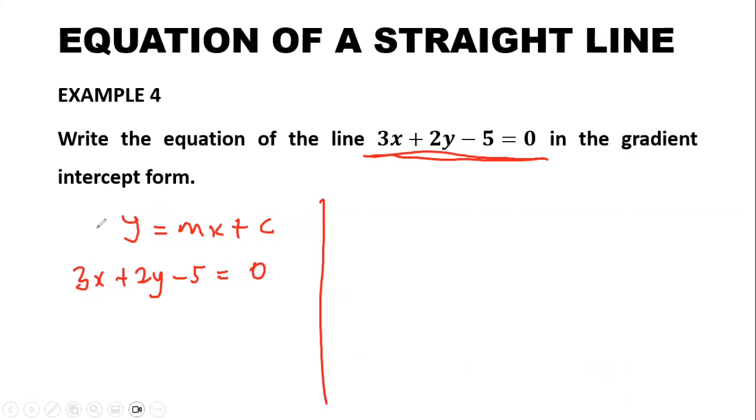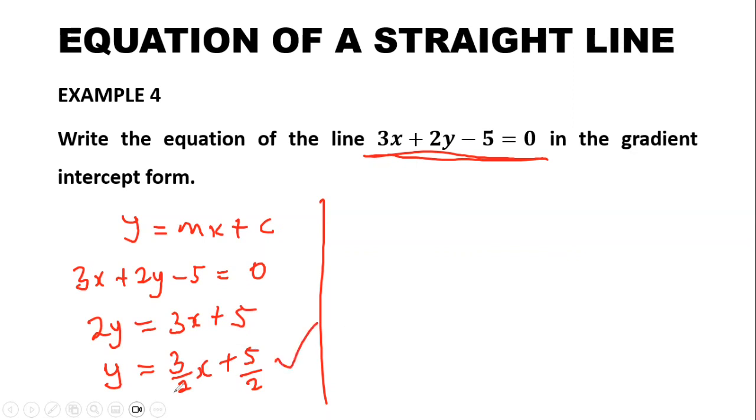We'll send 3x and minus 5 across the equal sign. So we have 2y equal to 3x plus 5. To make y stand alone, we have to divide through by 2. So it means that y is equal to 3 over 2 x plus 5 over 2. And this is in the gradient intercept form, where the gradient of the straight line is 3 over 2 and the y-intercept is 5 over 2.